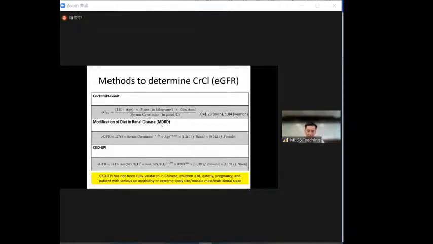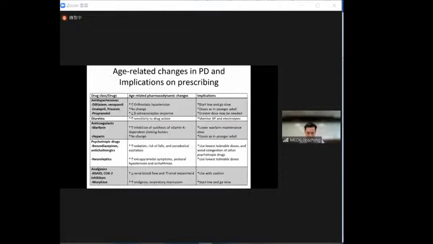And the MDRD, if the patient has an eGFR larger than 60, it just cannot give you a good estimate. And it looks like the CKD-EPI has not been fully validated in Chinese children less than 18, the elderly, pregnancy, and patients with serious comorbidities or extreme body size, body mass, or nutritional state.